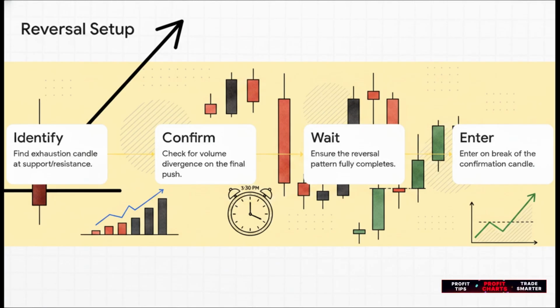Step 3, and honestly, this is where most impatient traders completely blow it. Wait for the pattern to finish forming. The candle absolutely must close. Now here is the real pivot for trading the trap. Step 4, watch for the trap confirmation.